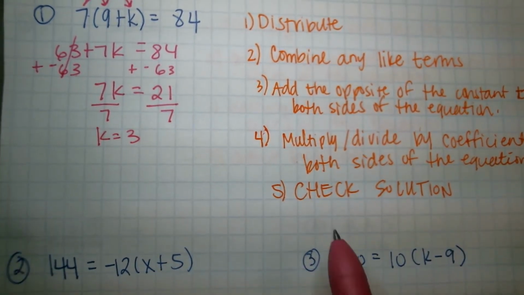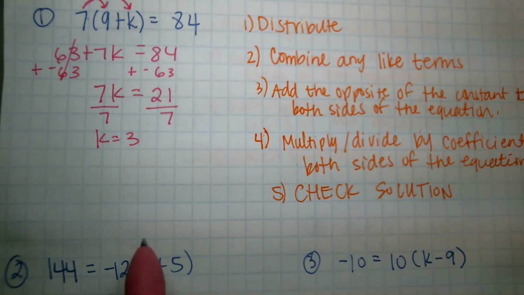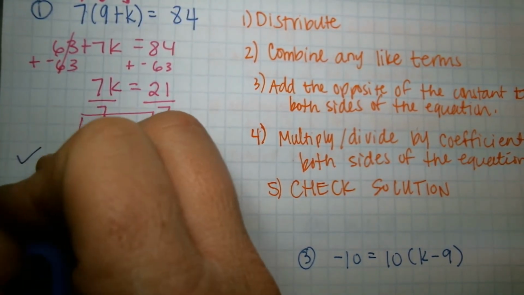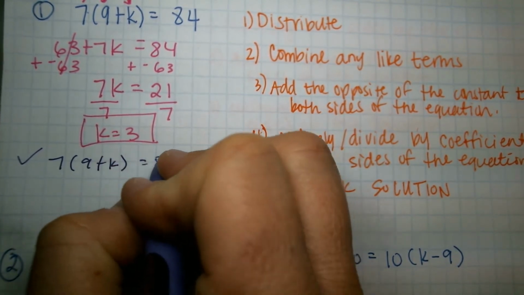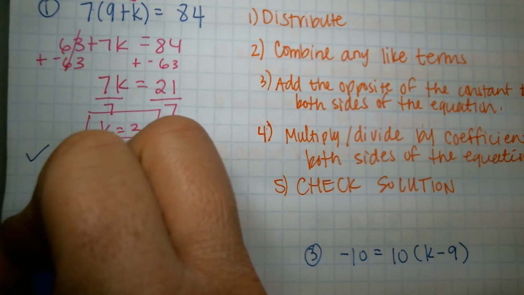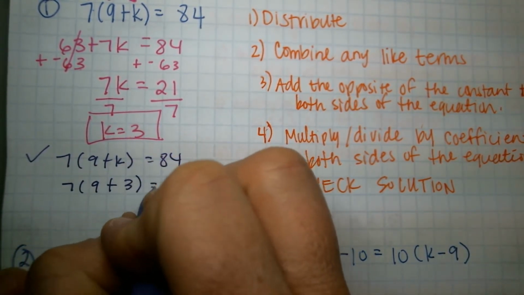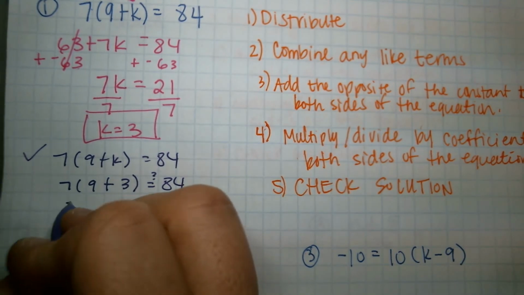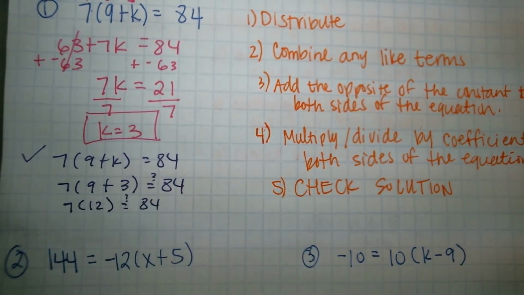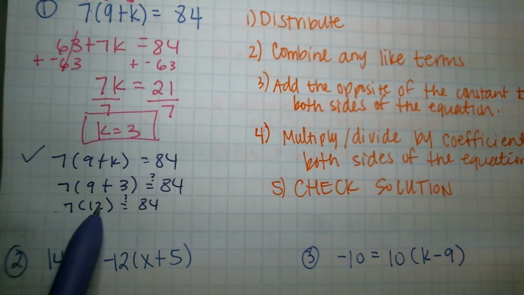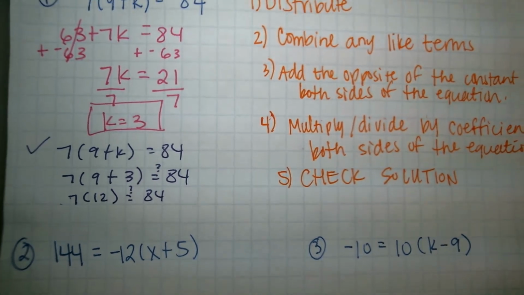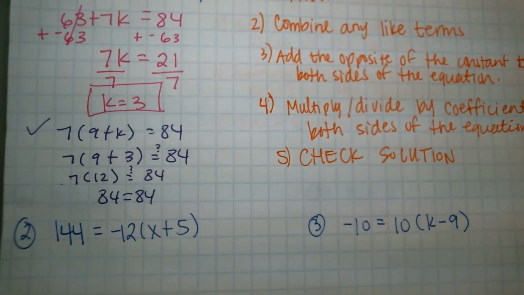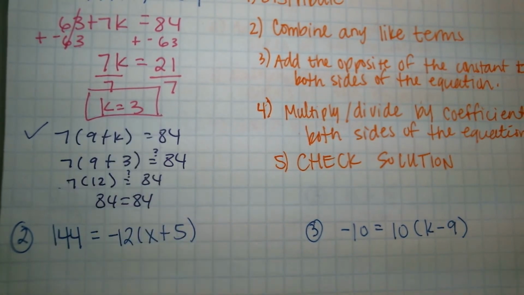And last thing, of course, we're going to check that solution. So if our variable is indeed equal to 3, then this side should equal 84. So I'm going to check by plugging that into 9 plus k and see if that equals 84. So let's try it. 7 times the quantity 9 plus 3, does that equal 84? Now here, you can distribute, but you can also do parentheses first. 9 plus 3 is 12. And does 7 times 12 equal 84? Well, 7 times 10 is 70. 7 times 2 is 14. 70 plus 14 is 84. So, oh, it works. So we get 84 equals 84. All right. So, moving on. k equals 3 is the correct solution.